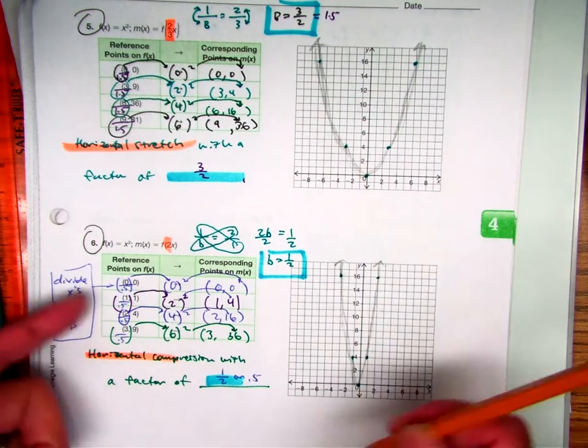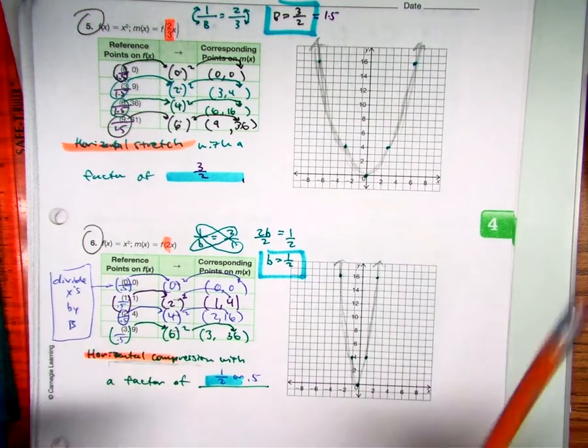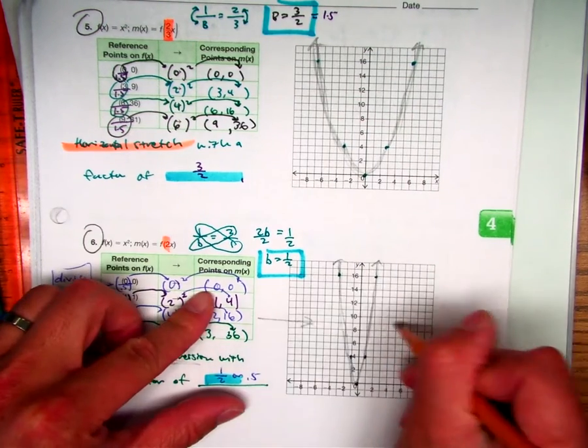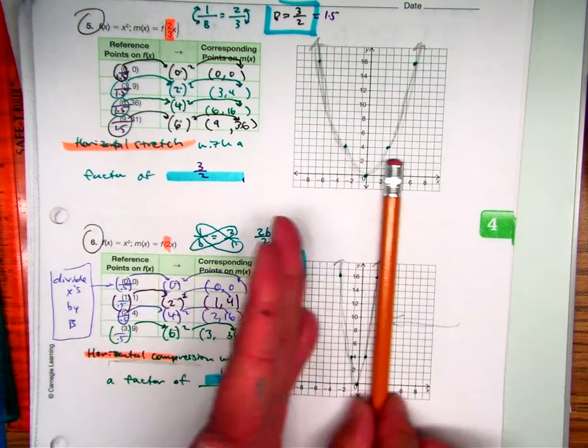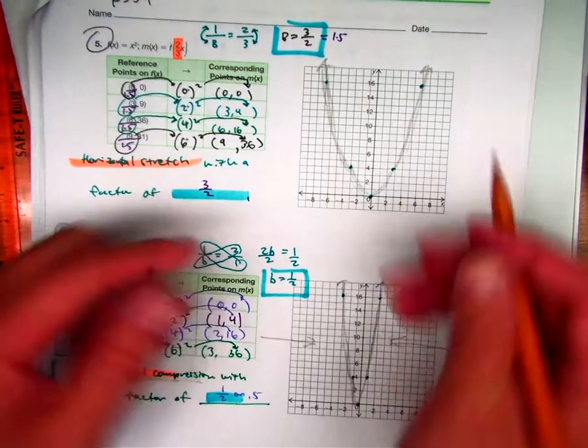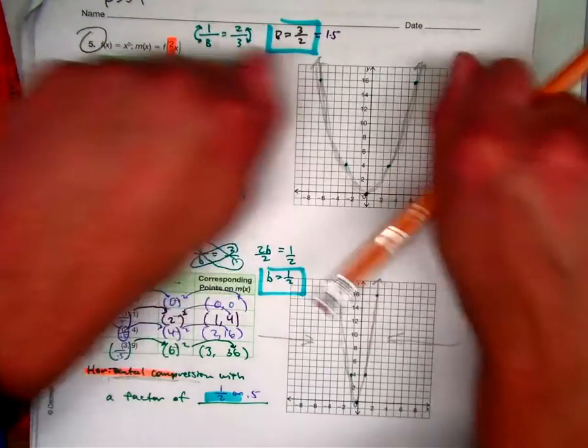Now look here. We said that it was a horizontal compression, so it's pushing in this direction. Do you see it? This one we said it was a stretch. It's like the string cheese, right? Being pulled apart this direction.